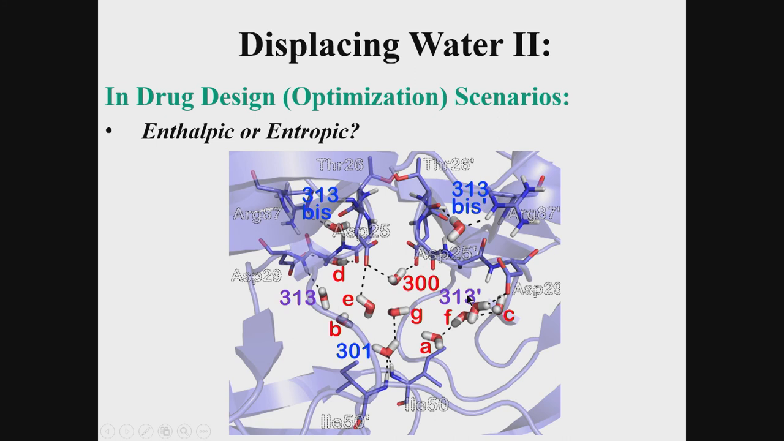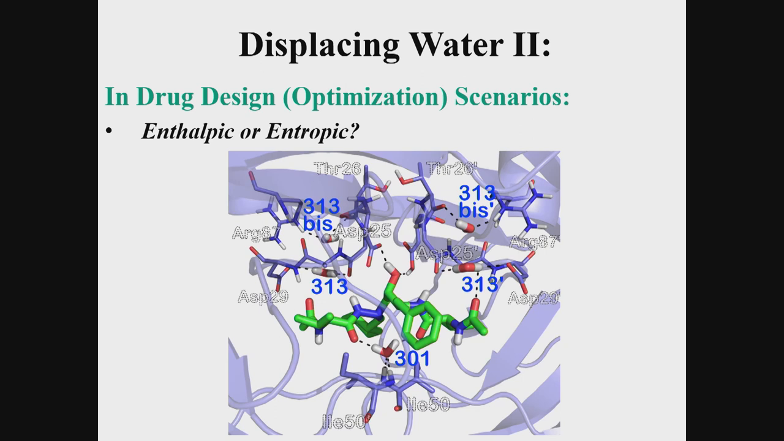The waters labeled in red letters A, B, C, D up to G are going to be bumped out because they're just sterically in the wrong place. And lastly, there's water 301, which sticks down at the bottom. It has a blue label because it is very stable where it is. The first class of molecules that were developed looks something like this, and they bumped out water 300 and all the lettered water molecules, which were sterically in the way. It kept water 301 because that's very energetically favored, and the 313 and 313 bis water molecules support the interaction because they bridge between the ligand molecule and the protein.